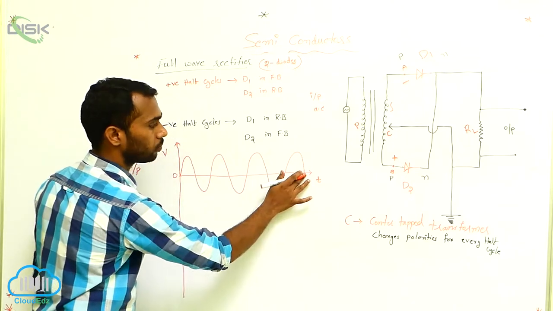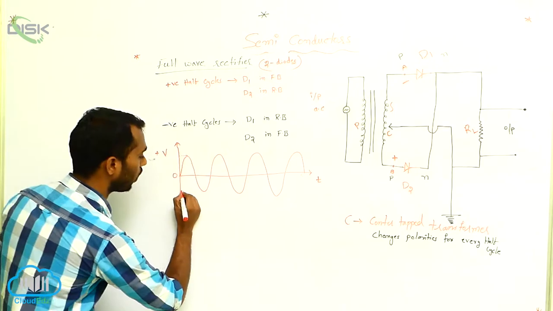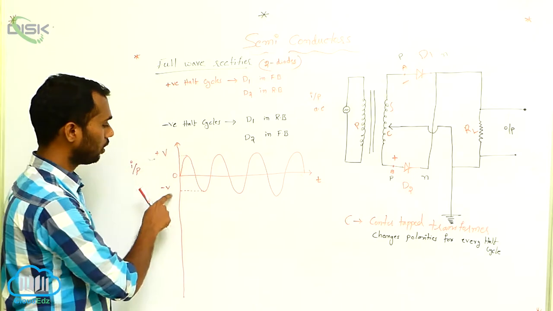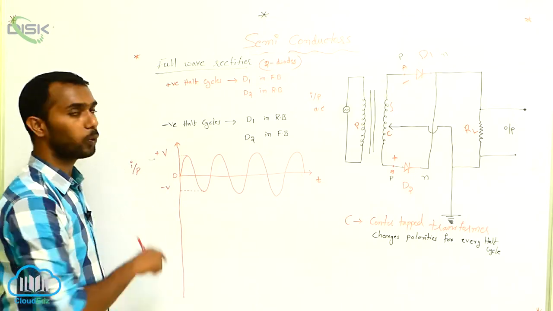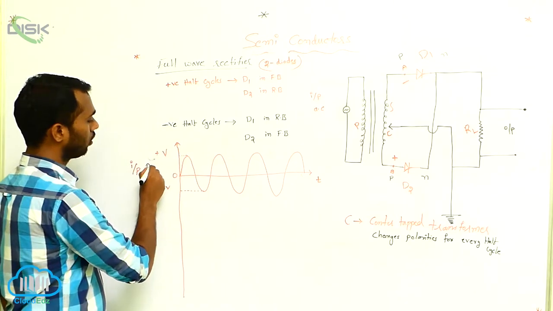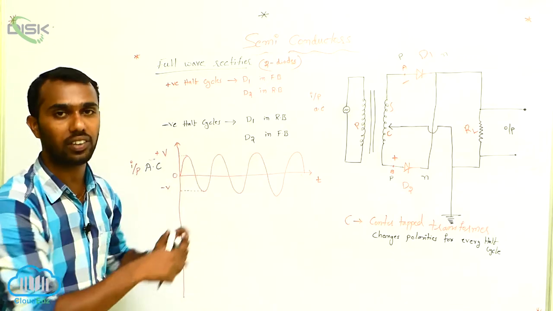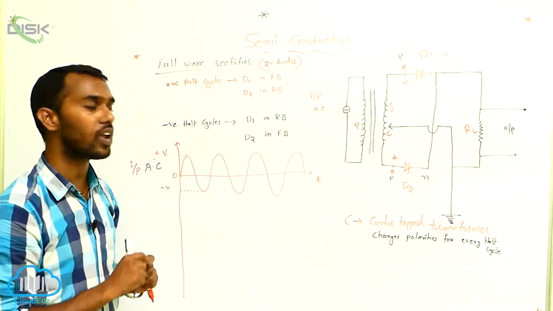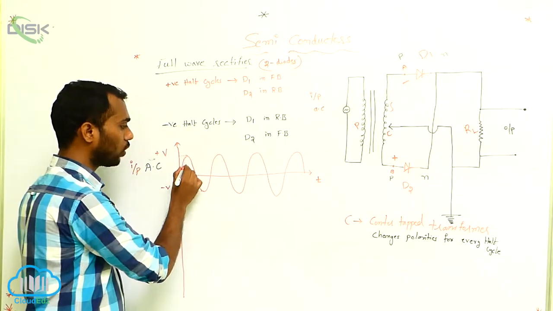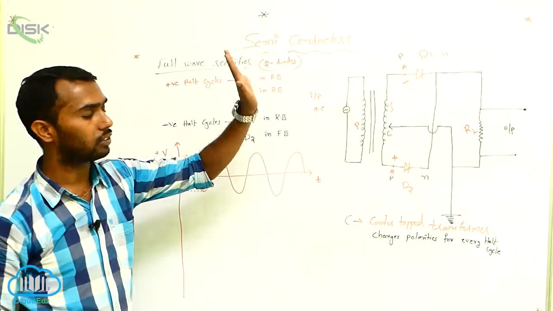Like that. This is a positive potential, plus V. And this one is a negative half cycle, minus V. Plus V, minus V. This is the input. Input is AC. We have to convert this AC into DC, one directional, unidirectional. See, it is a positive half cycle. This first positive half cycle is passing.